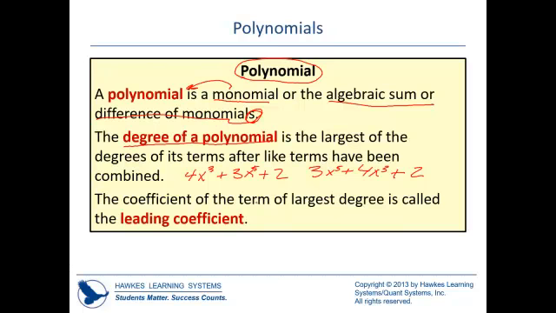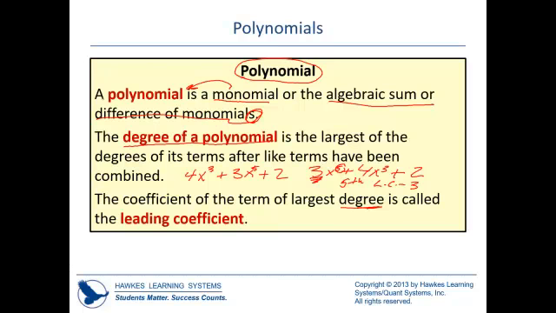Now, the coefficient of the term with the largest degree is called the leading coefficient. Since x to the 5th is my biggest exponential value, it is the highest degree, and the 3 here is the leading coefficient. So I would have a 5th degree polynomial, and my leading coefficient would be 3. That's how we can define these polynomials.